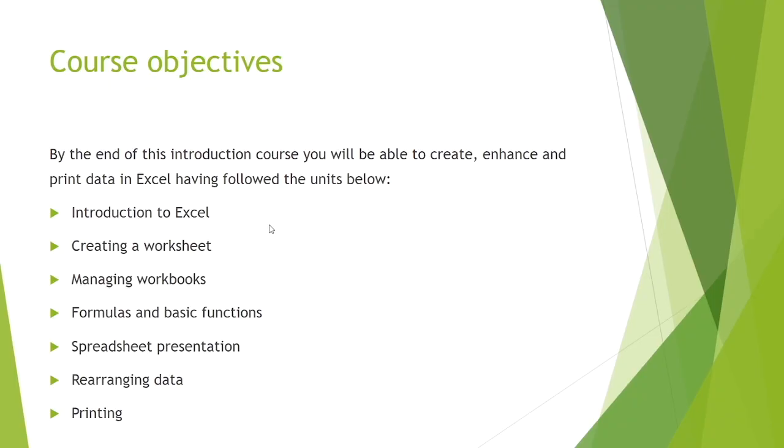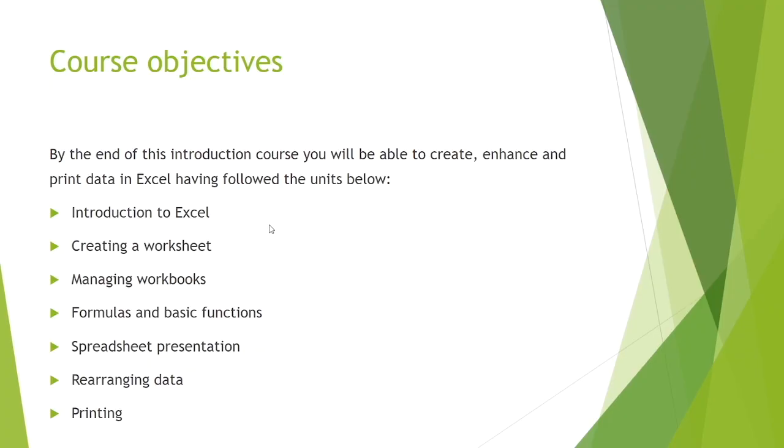The next step involves rearranging data. So that's if we want to move data in our Excel spreadsheet or copy data. And then finally, we'll end with printing. That will involve us looking at our spreadsheet in Print Preview and making various changes. For example, changing the page orientation from portrait to landscape, so that we're then ready to print our data.